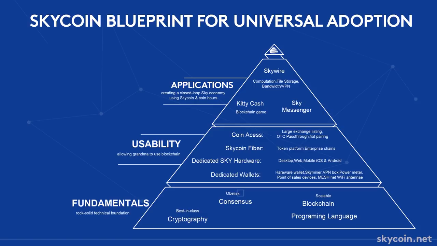And then at the top, we have what the user sees. So these are the applications that people use in their lives, like the video games on the blockchain that we're prototyping, or the messaging applications, or Skywire, or the wallet. So there's three different levels. At the very bottom level, the math and the infrastructure, then what the developers are using, and then at the top level, the applications for the end user. So it just took years to build this up.